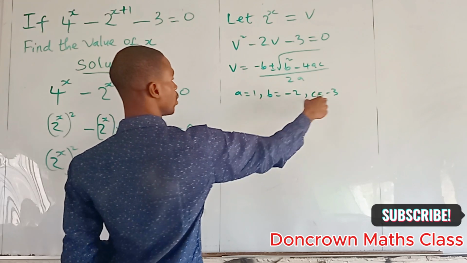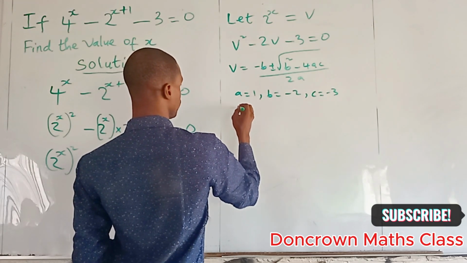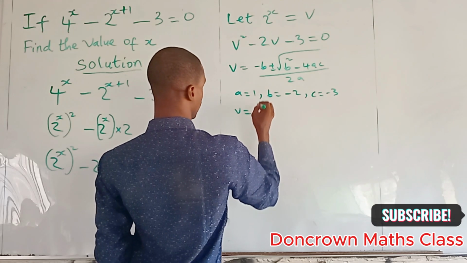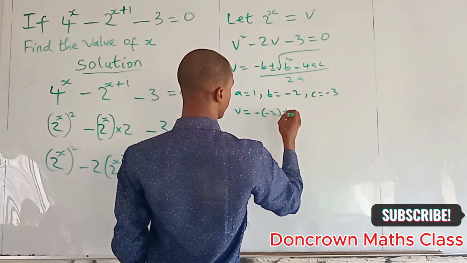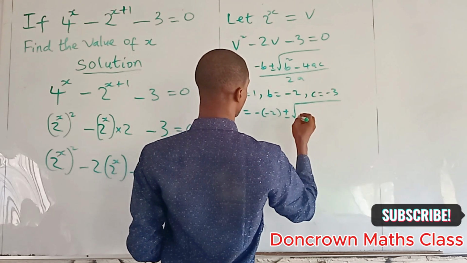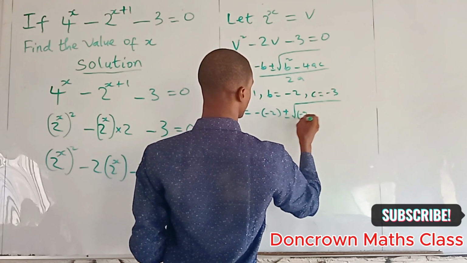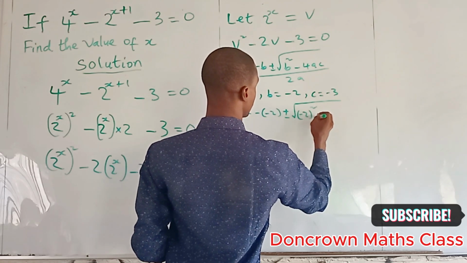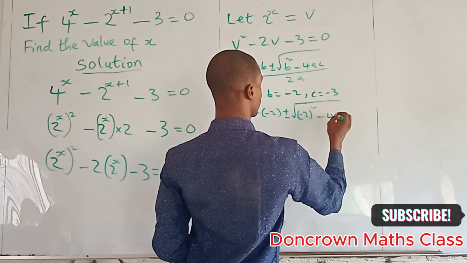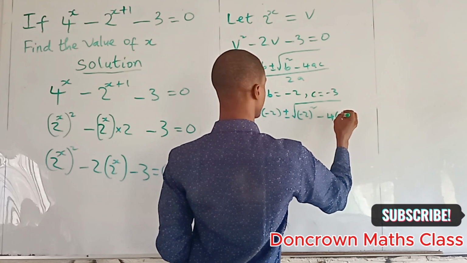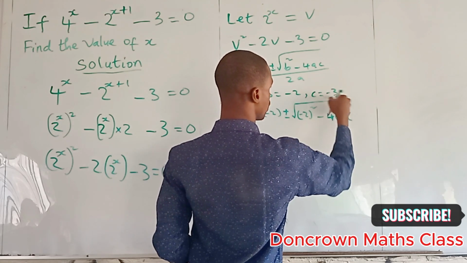So we are going to include all this into this formula. So we have V equals, now you have minus, open bracket, minus 2, close bracket, plus or minus root, minus 2, open bracket, then square. Then we have minus 4, open bracket. What is our A? Our A is 1. Yes, then open bracket, what is our C? Minus 3.